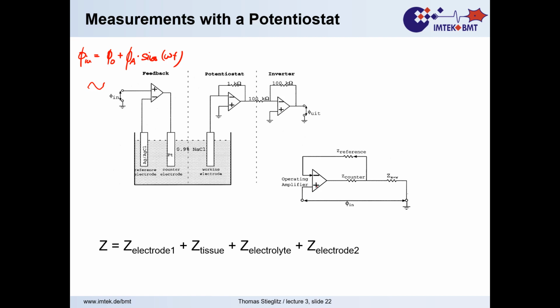If we have the first operational amplifier, we have the plus and we have the minus, and the minus is fed back over the reference and counter electrode to the output terminal. The salt water works as a resistor, and the electrolyte and the working electrode are shown here, and this goes then over an amplifier. And if we look here, we apply a potential, and what we measure here is a current.